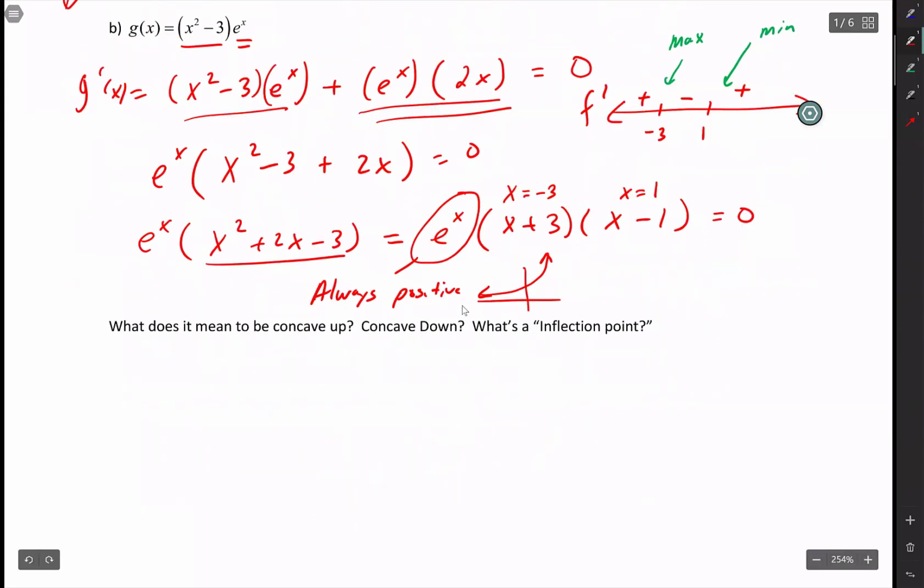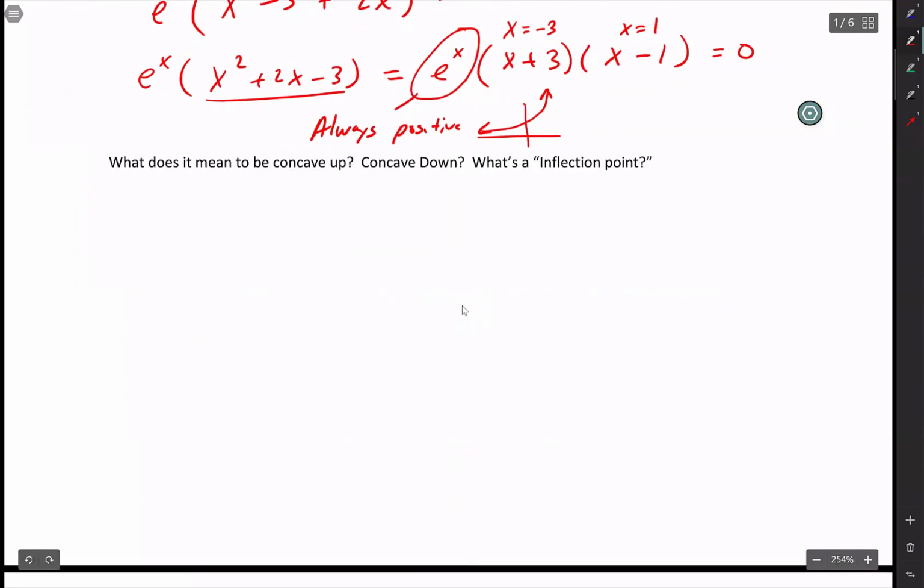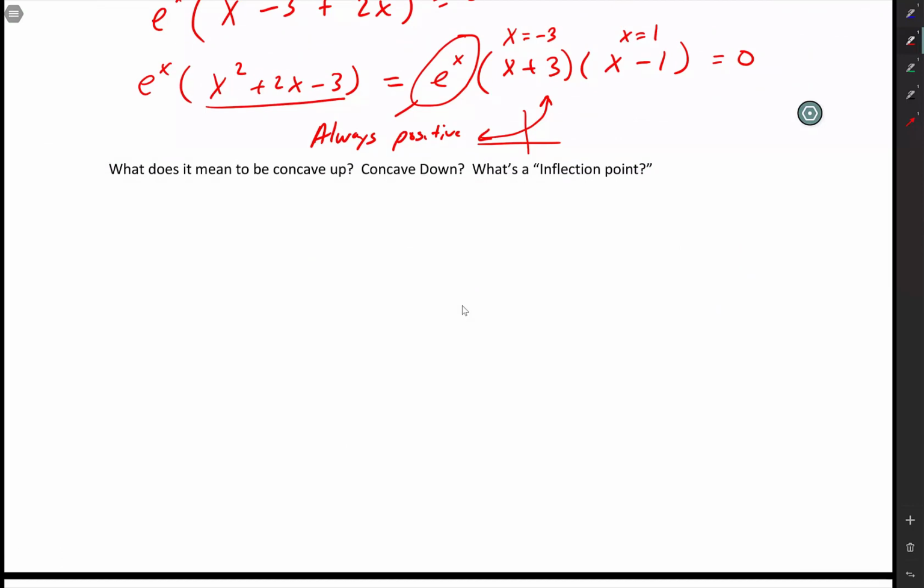All right, let's see. What does it mean to be concave? To be concave up or concave down. And what's an inflection point? All right, so yeah, you guys go. Don't worry. So here it is.